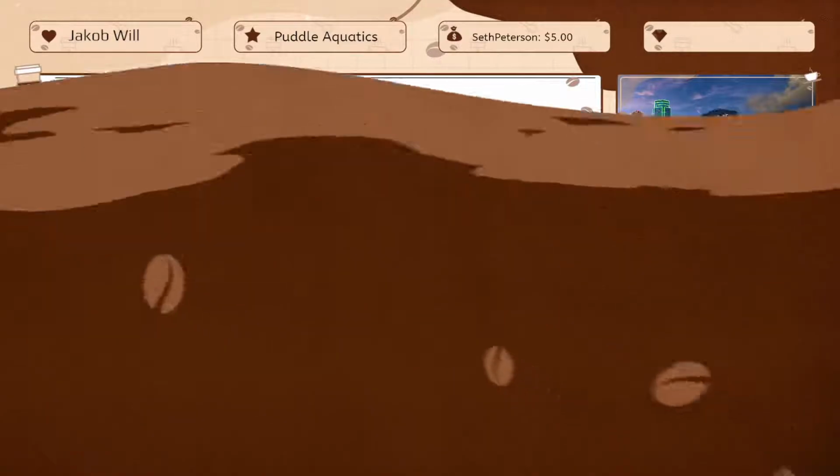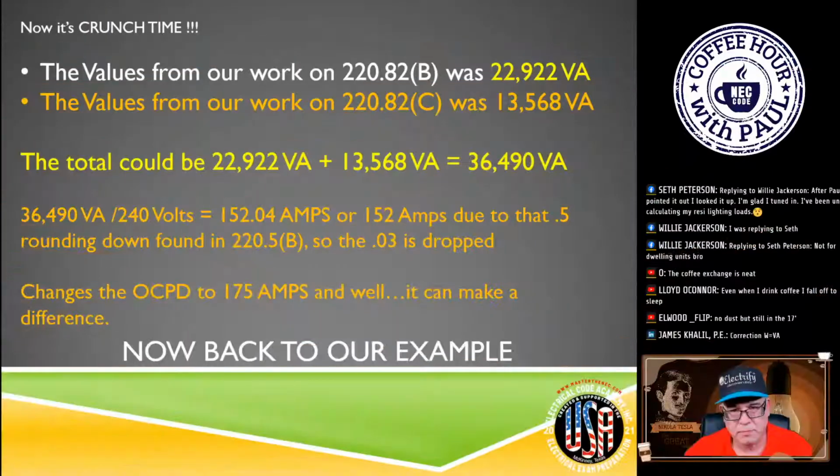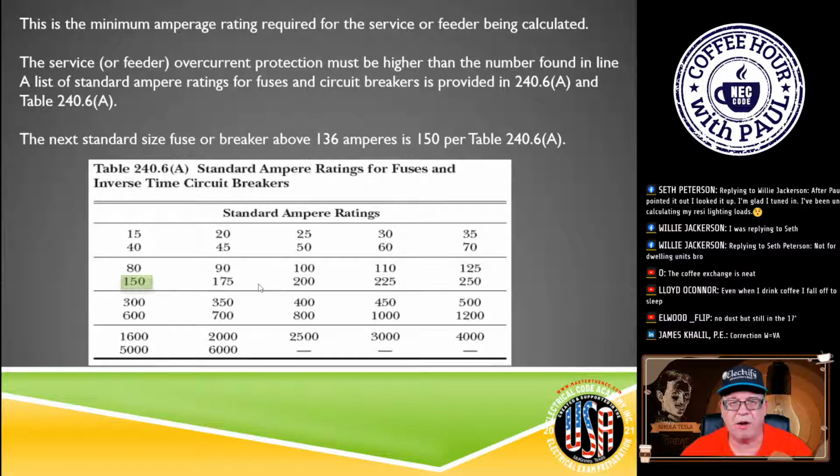All right, back to the PowerPoint. So that was our hypothetical, if we ran that, but we're going to go with ours. We did what we did earlier. It was 136, so we went to 240.6(A), and you can see here it doesn't correspond, so we went with the 150. So now that is our service rating. Our service rating based on the overcurrent device is going to be a 150 amp rated device.